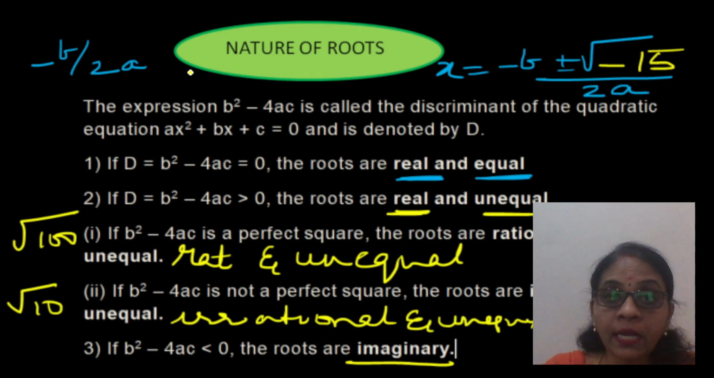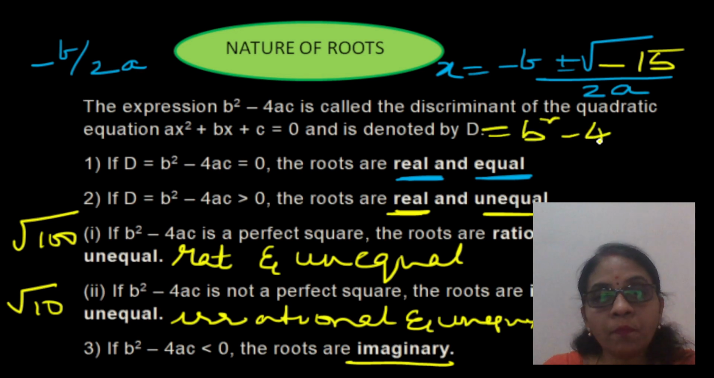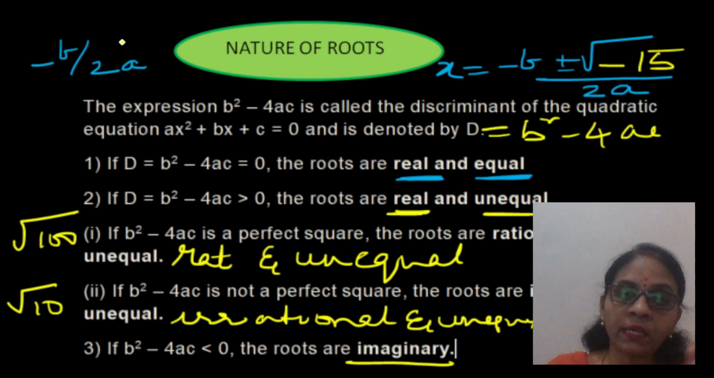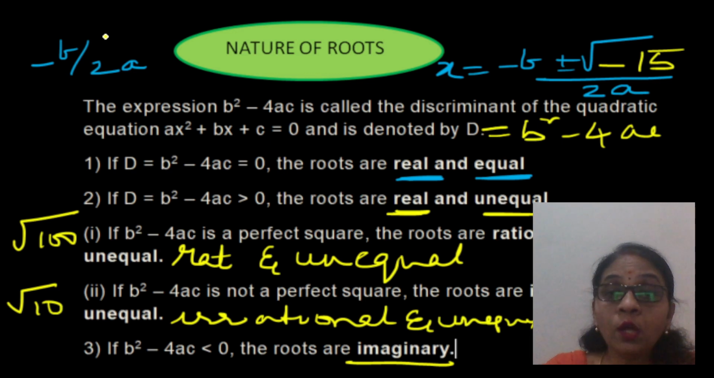Let us have a fast recap of what we have learnt. Firstly, discriminant D is b square minus 4ac. If this discriminant is equal to 0, the roots are real and equal. If discriminant is equal to 0, we have only one value, minus b by 2a. It doesn't mean one root; both the roots will be the same: minus b by 2a, comma, minus b by 2a, because a quadratic equation is of degree 2, and a degree 2 equation will have two roots.